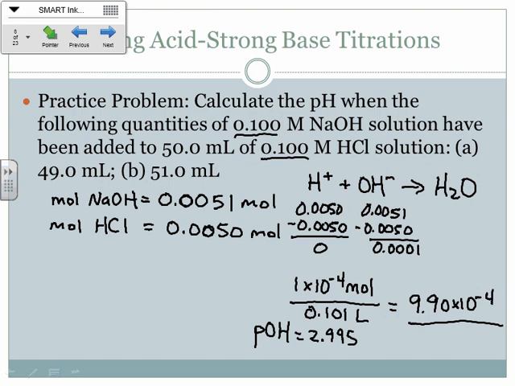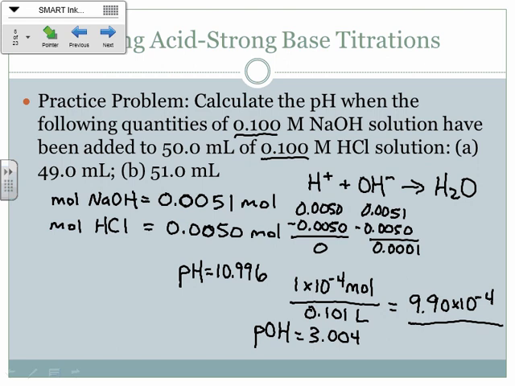Okay, so then our pOH is actually going to be a little bit different here. You take the negative log of that, you get 3.004. So then I subtract that from 14, that'll give me the pH, which is 10.996. So in the space of 2 milliliters, we went from a pH of more than 2, 2.9 something, to a pH of almost 11, okay?